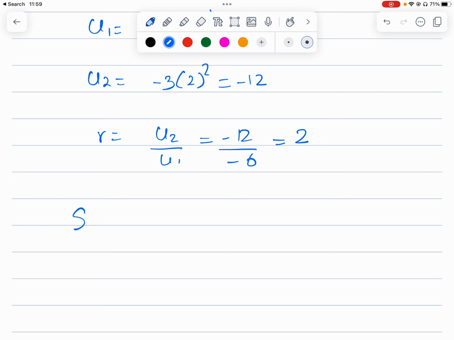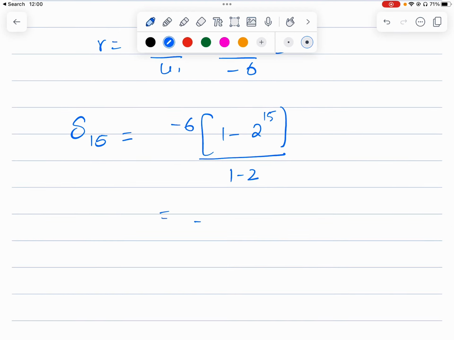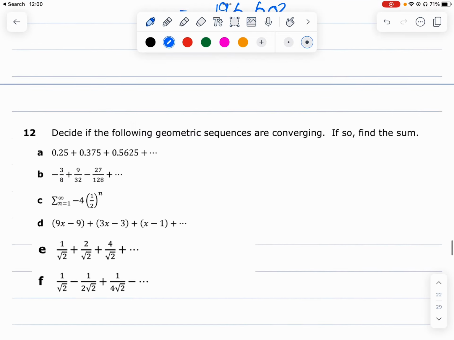So I'm going to add 15 terms, S15. First term, negative 6, times 1 minus 2 to the power of 15, divided by 1 minus 2. So negative 6 times 1 minus 32768 divided by negative 1. So simplify that. I'm directly writing the answer, 196602. That's going to be the answer.